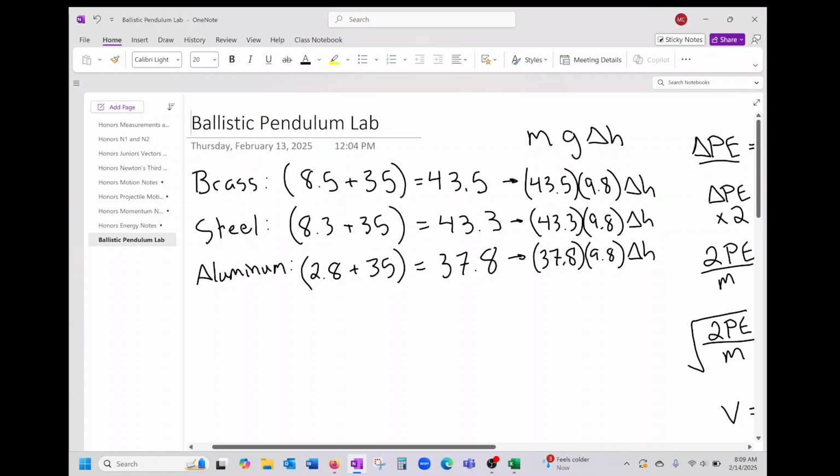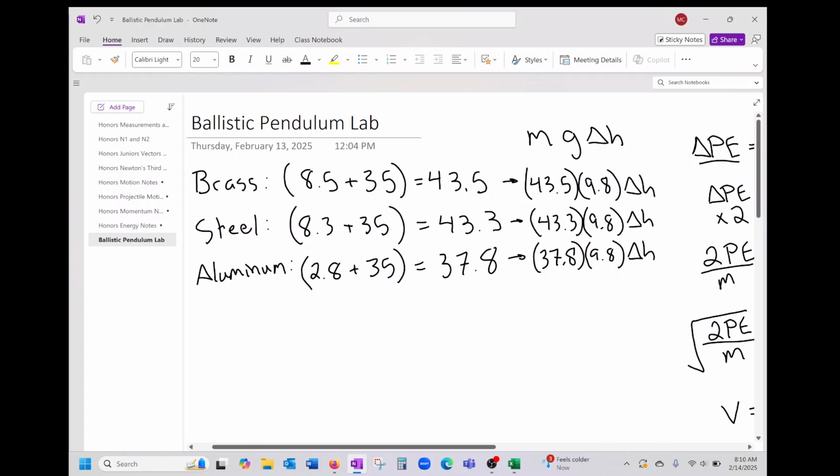The formula for potential energy is mg delta h. Since the ball is in the pendulum, for the mass, we're going to need to add the mass of the ball to the mass of the pendulum. The pendulum itself is 35 grams. For the brass, steel, and aluminum shots, we're just going to add the mass of each shot to the pendulum. So for brass, that's 8.5 grams, giving us a total of 43.5. For steel, that's 8.3, and then aluminum is 2.8. So that gets us our 3 masses.